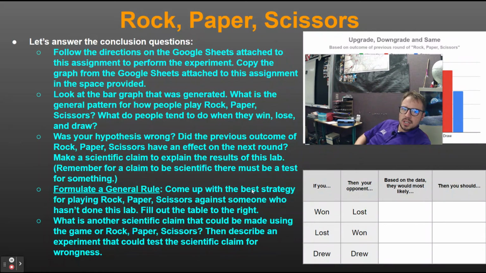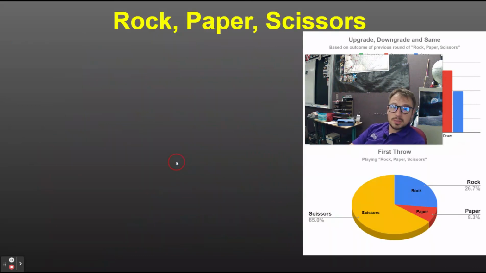And what is another scientific claim that could be made using the game of rock, paper, scissors? Then describe an experiment. So this would be like saying different age groups play rock, paper, scissors differently, right? Maybe a reward affects how people play. If there's $100 on the line, people might play differently than if there wasn't, right? Maybe best out of 3 is different than if you play just one round. Maybe people will play differently. Who knows? There's a lot of different things that you can come up with for an experiment.